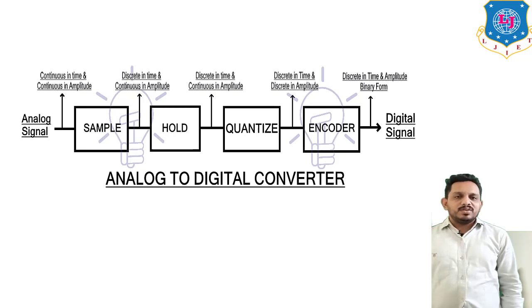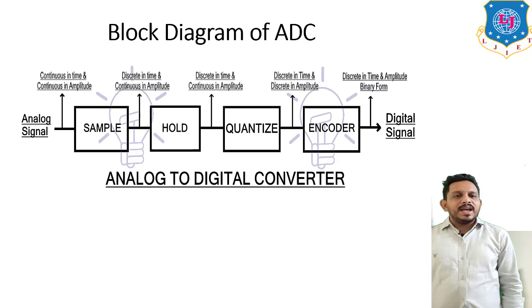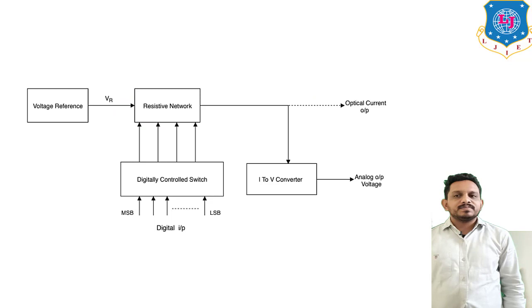And the digital to analog system also works on the same principle. There are so many types of ADC and DAC, like ladder circuits and 2n type circuits available. But here we are only seeing the simple block diagram of the analog to digital converter. So the block diagram of the analog to digital converter was like this.